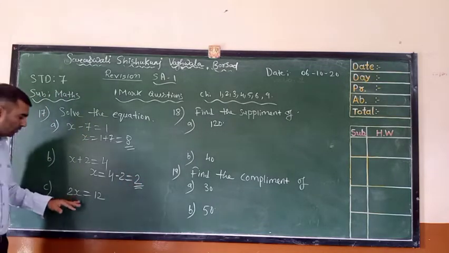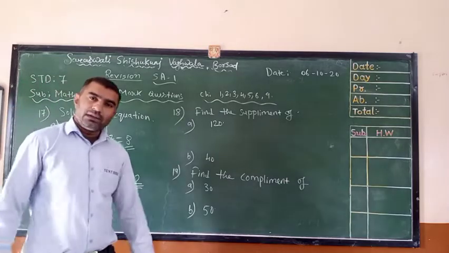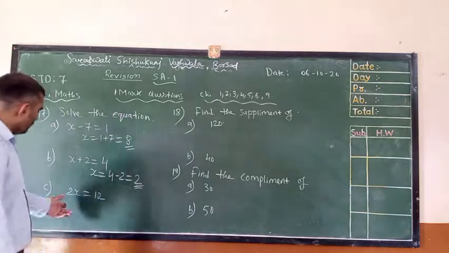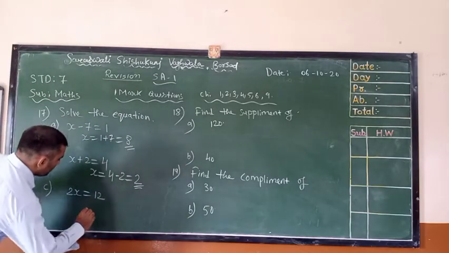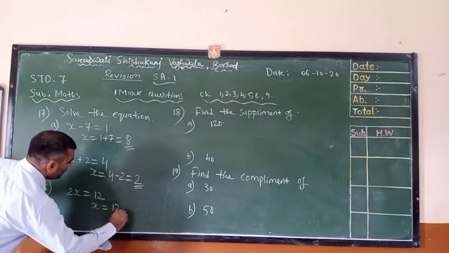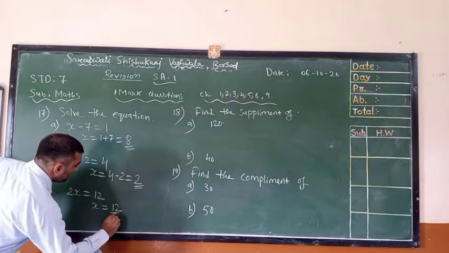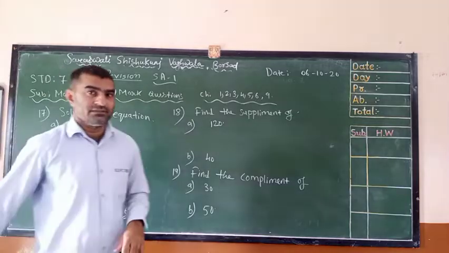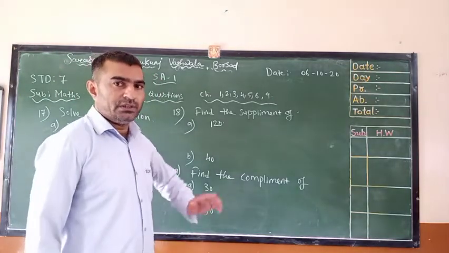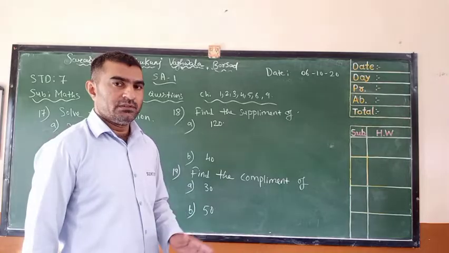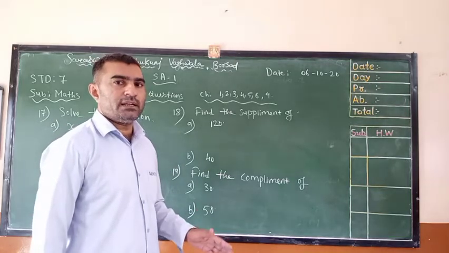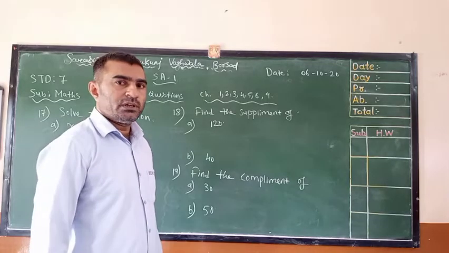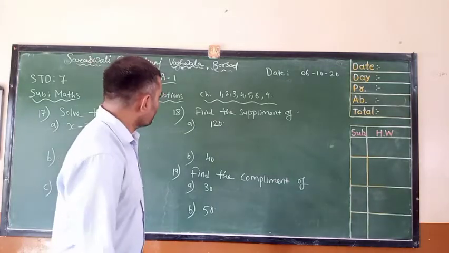Now, over here, 2x is equal to 12. For x and 2, the operation is multiplication, so it will go in the denominator. We have to change the sign and it will go in the denominator as divide. X is equal to 6. If it is multiplication, we are changing the side. In changing the side, there is a rule that if it is in the numerator, it will go in the denominator. If it is in the denominator, it will go in the numerator.